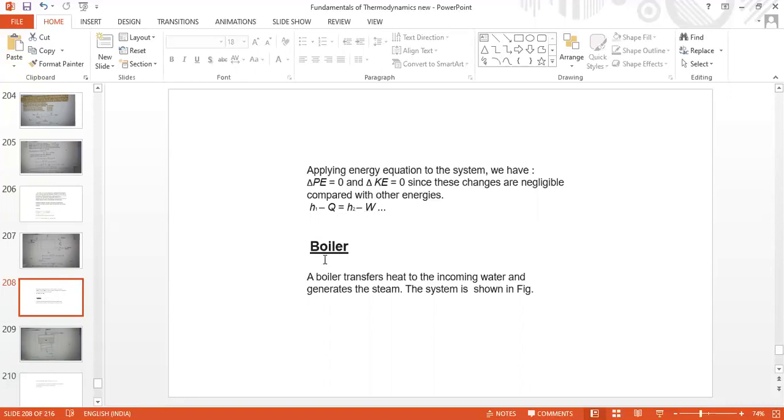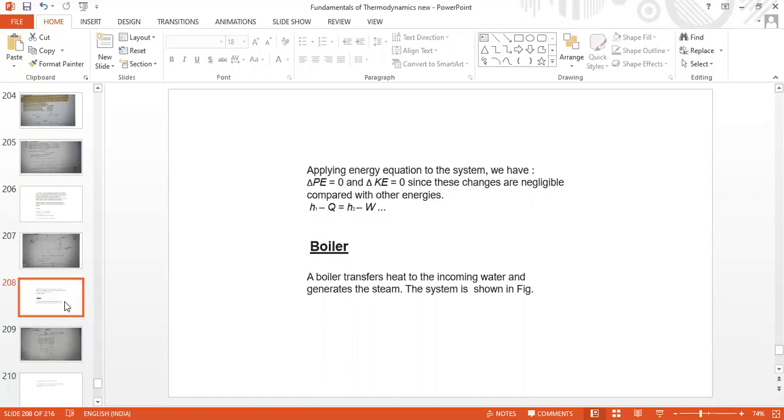Work term is zero for the boiler. So therefore, H1 plus Q equal to H2 plus 0. So therefore, Q equal to H2 minus H1. In that way, using the difference in enthalpies at final stage and at initial stage, the difference in enthalpies of water at initial and final stages will give the heat that is absorbed by the boiler.